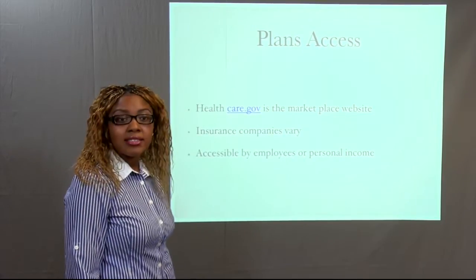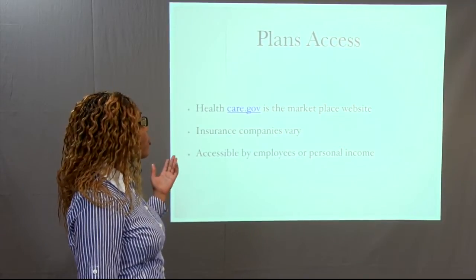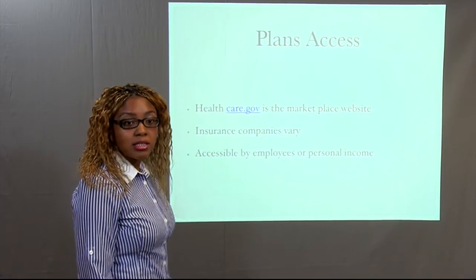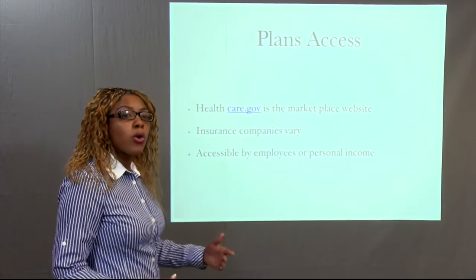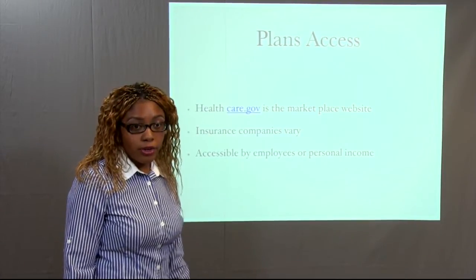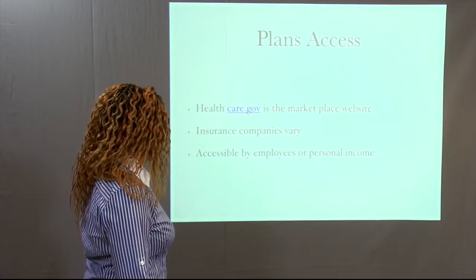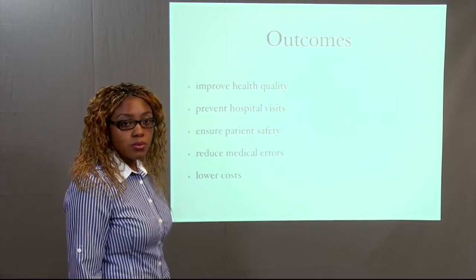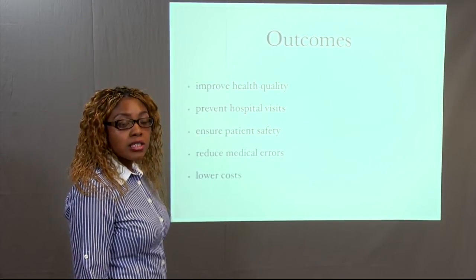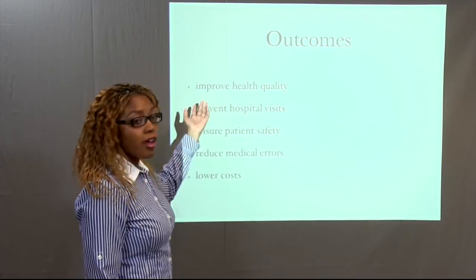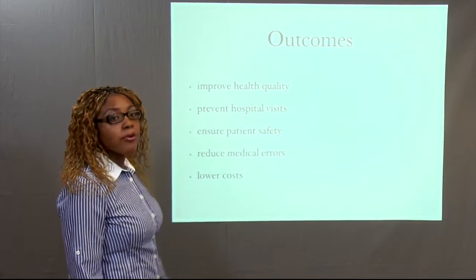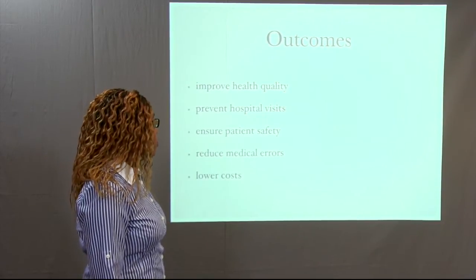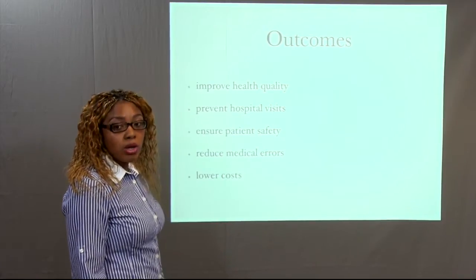Where can you access these plans? These plans are accessed through the healthcare marketplace on healthcare.gov, where you can purchase these health plans. They vary from premium, gold, all different types of plans. Insurance companies vary, and they're accessible by employees and or personal income. The outcomes of these plans are the improvement of healthcare quality, preventing constant hospital visits, ensuring patient safety, reducing medical errors, and lowering cost of care.